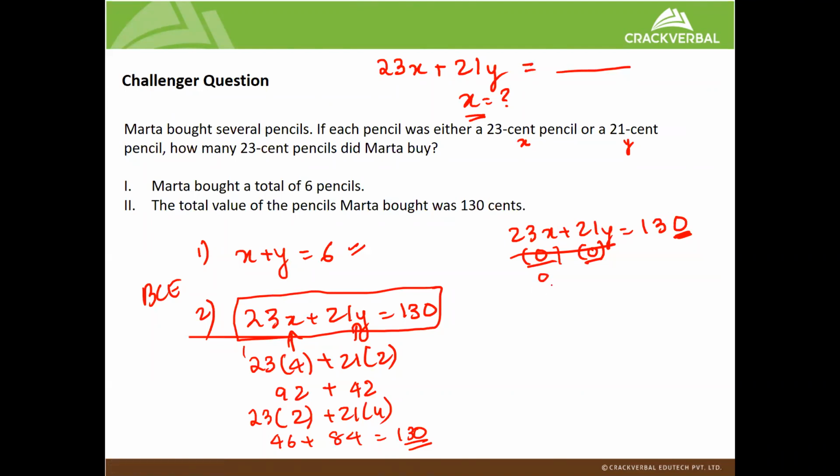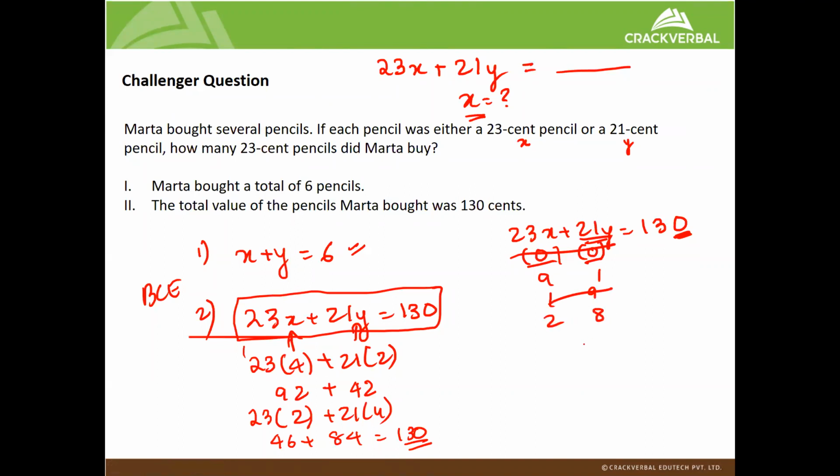The other combination I can have is 9 and 1 or 1 and 9. That is also ruled out because 23 into 3 itself is going to give me 3 3s are 9, 69, and 21 into 1 is 21, which doesn't add up to 130. If I take 1 and 9, then the only way I can get 9 as the unit digit here is if I take 21 into 9, which again crosses 130.